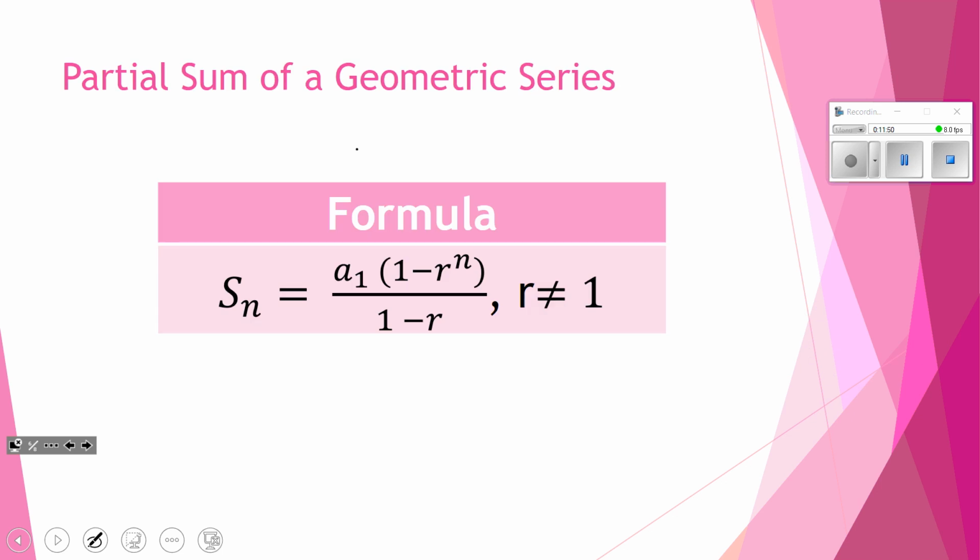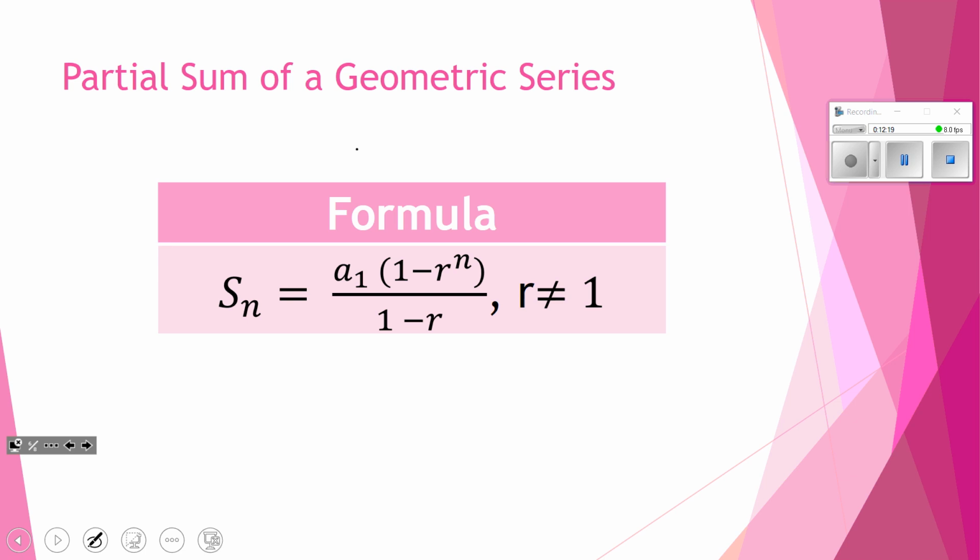So let's go ahead. We got 2 examples left. Let's go ahead and talk about a series. When I say series, what do I mean? I mean the sum. So S sub n is going to be equal to a sub 1 times quantity of 1 minus r to the n, all divided by 1 minus the common ratio. There is a little stipulation there, and it says r cannot equal 1.